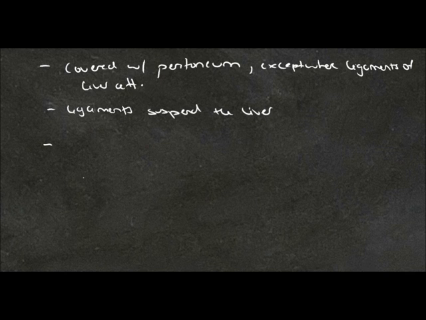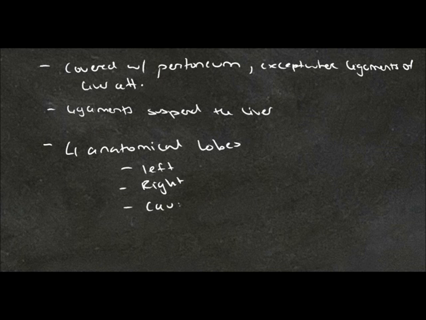It can be broken up into anatomical lobes or functional lobes. We're going to use the anatomical lobes, which there are 4 of. These lobes are the left, right, caudate, and quadrate lobes.